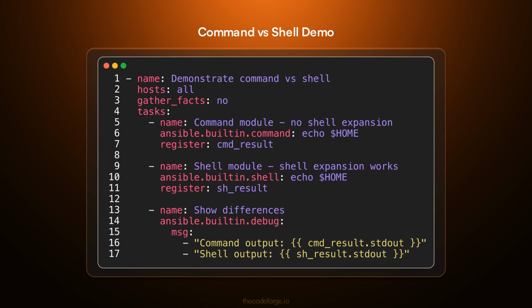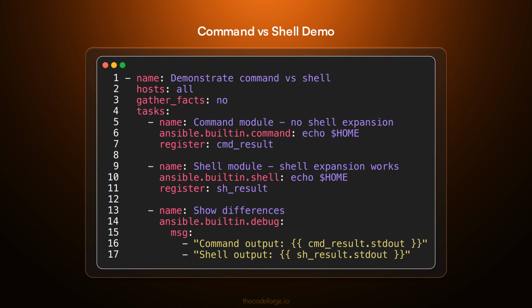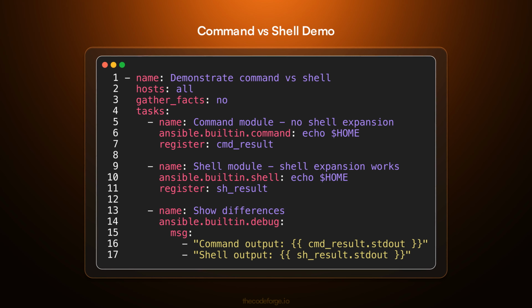Here's a quick demo. The command module prints the literal string $HOME, while the shell module expands it to the actual home directory path. This is a common gotcha. If you need variable expansion, use shell or pass the environment explicitly.